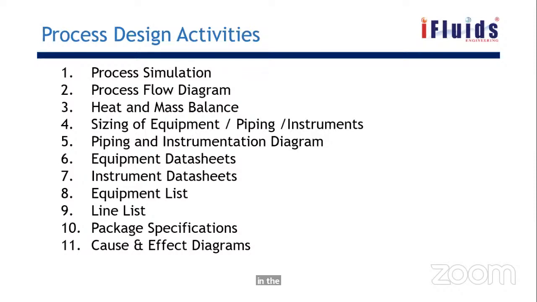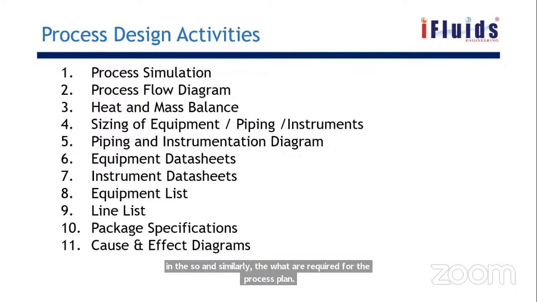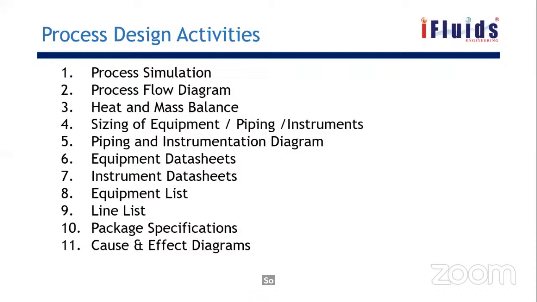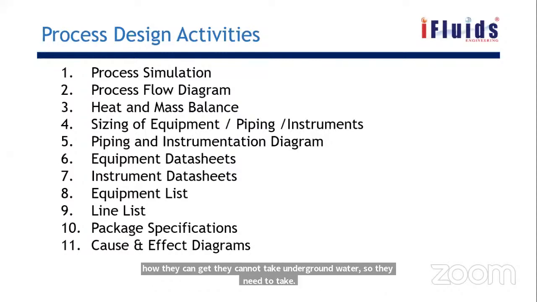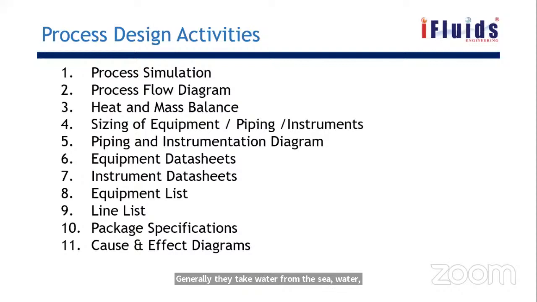Similarly, consider the water required for the process plant. Refineries and all require a huge amount of water, right? So how can they get it? They cannot take underground water. Generally they take water from the seawater, and then put in different evaporators. Like these, there are also licensing companies. They make final clean water through different technologies. So this also will be awarded to different companies.